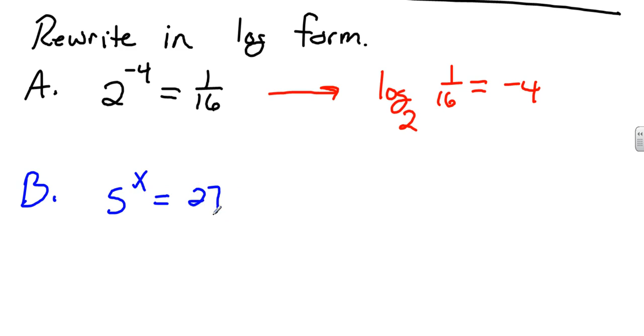Okay, so you've got 5 to the x equals 27. Yep, throw the word log in there. This one is 5 to the x power, so 5 is your base, so we're good there. And again, these other two numbers, just switch them. The 27 will go over here, and the x goes over there.